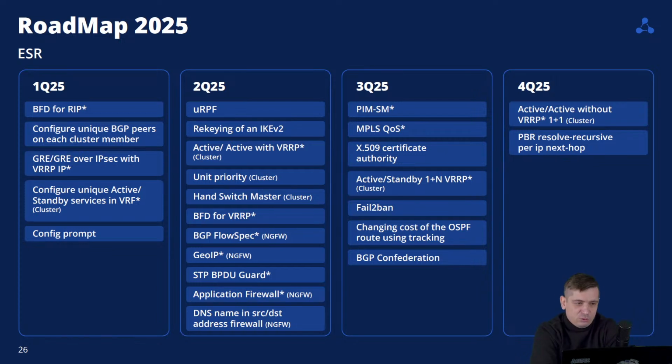Then the roadmap for ESRs in first quarter of 2025. It's bidirectional forwarding for RIP protocol, GRE over IPsec with VRP. Then configure active standby services in cluster for VRF. In second quarter, we shall implement active mode with VRP protocol for cluster. Then bidirectional forwarding for VRP also.